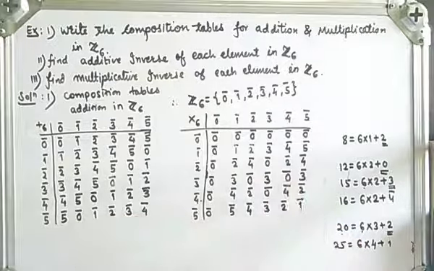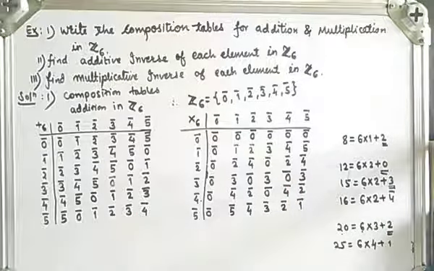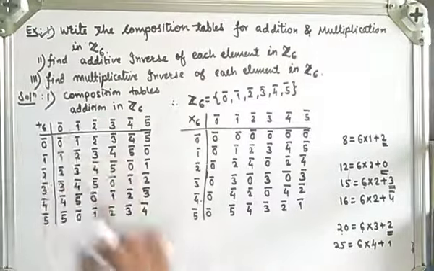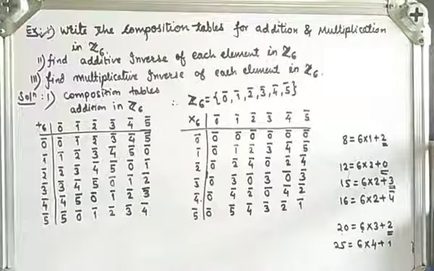So this is the composition table under the multiplication operation in Z6, right? So this is the first question. Now the second one is: find the additive inverse of each element in Z6, right?